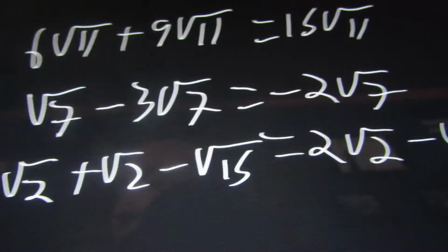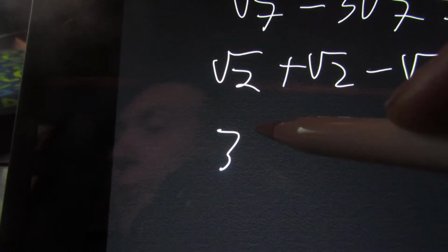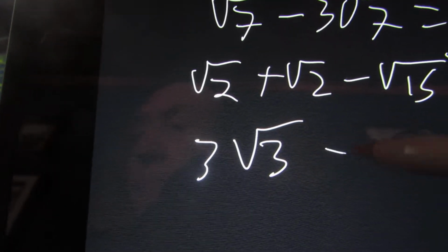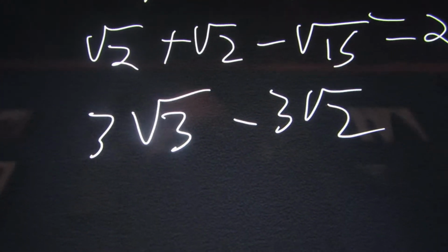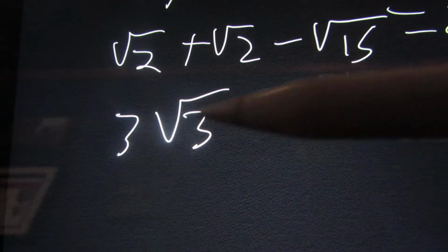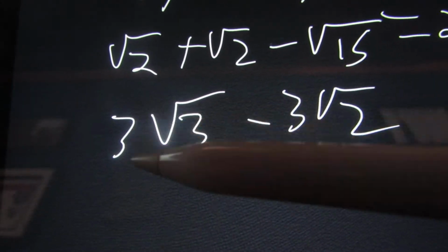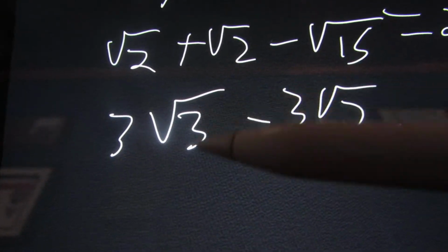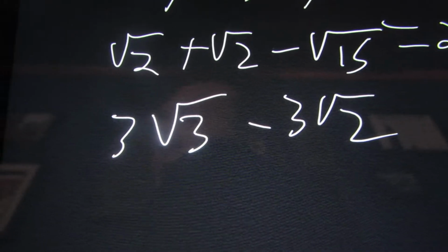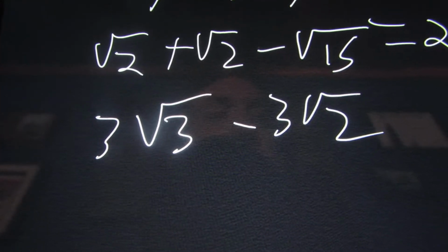Now if we have 3 square root of 3 minus 3 square root of 2, we can't do anything here. Even this one might confuse you because the numbers on the outside are the same, but it has to be the numbers under the square root sign that are the same in order for us to combine them. Okay, so that's when they already start out the same.